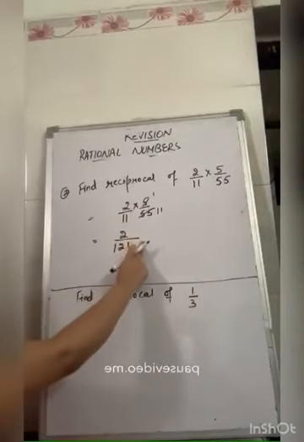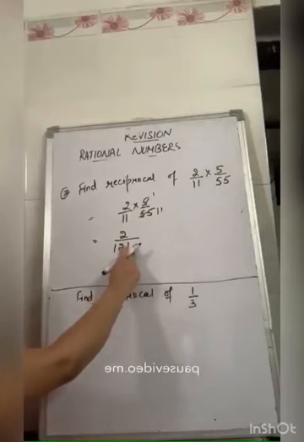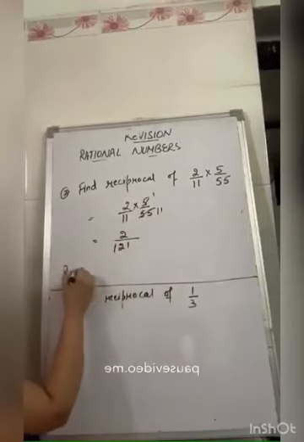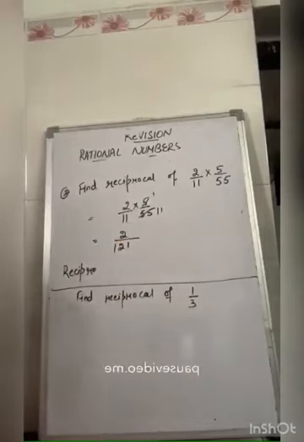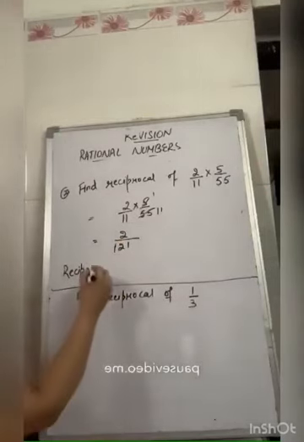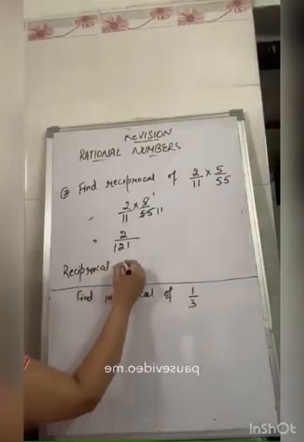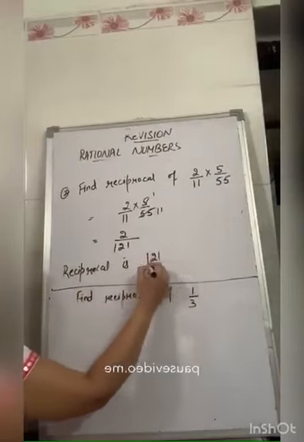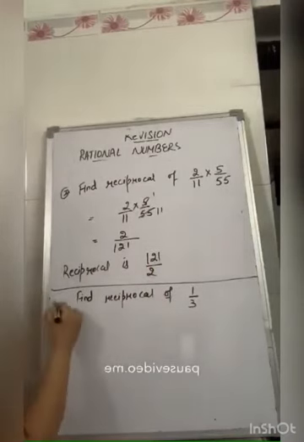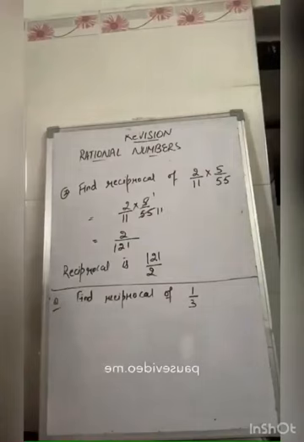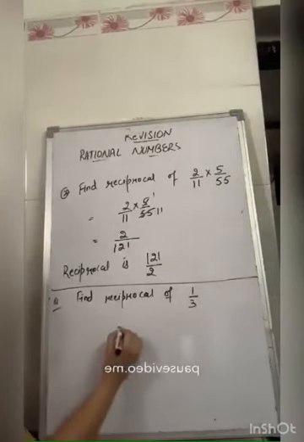Now we have to tell the reciprocal. When we are left with one rational number, then we will write the reciprocal. So the reciprocal is 121 by 2. Come to the next question. Again, find the reciprocal of 1 by 3. Now what will be the reciprocal of 1 by 3? It will be 3 by 1, or we can write it as 3.